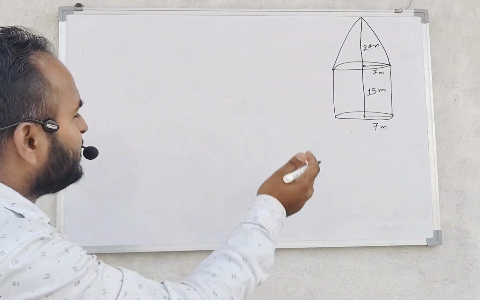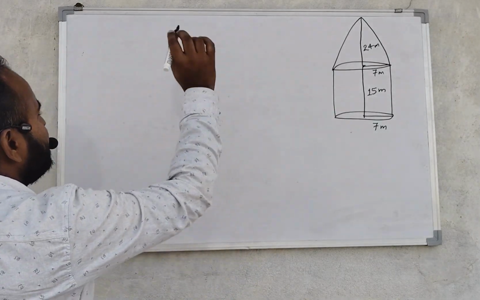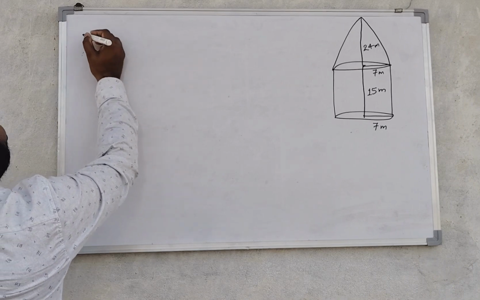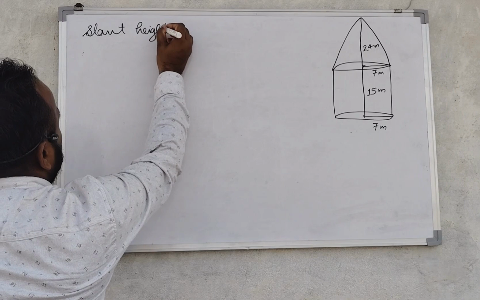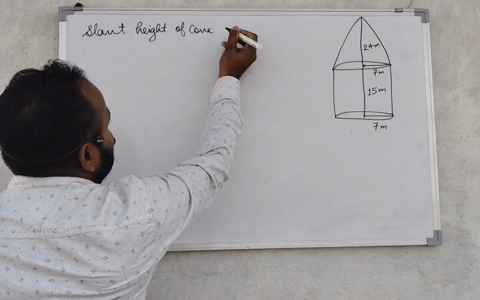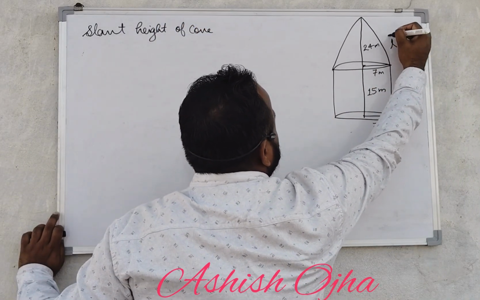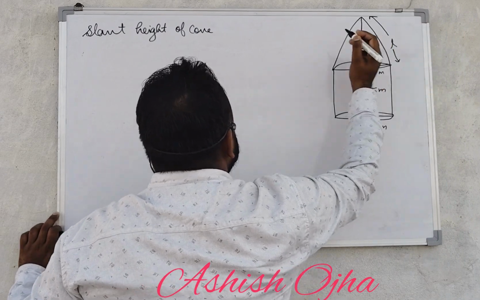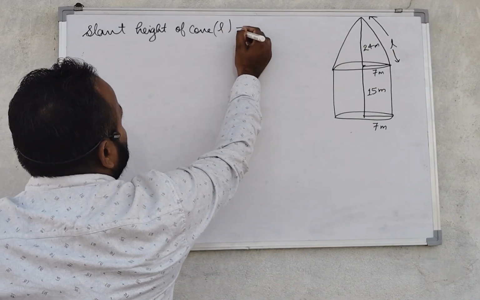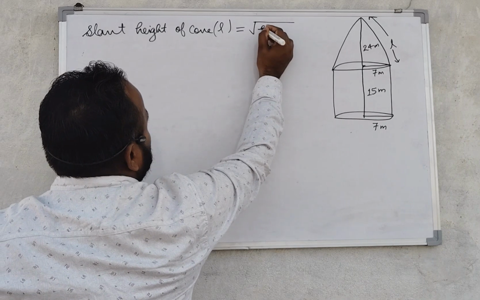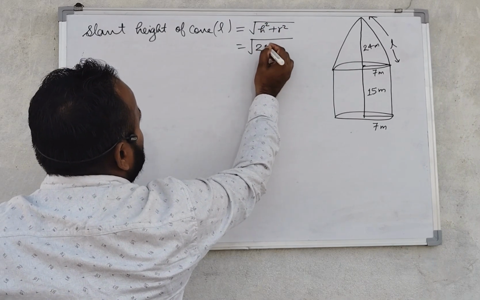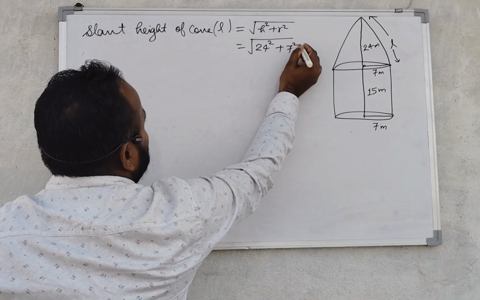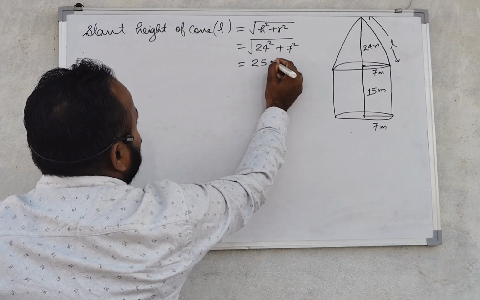Okay, so dimensions are given like this. Firstly, we have to find the slant height of the cone. This height is known as the slant height of the cone, represented as l, and the formula is l equals root of h square plus r square. Here h is 24 squared plus r is 7 squared, and your answer is 25 meters.